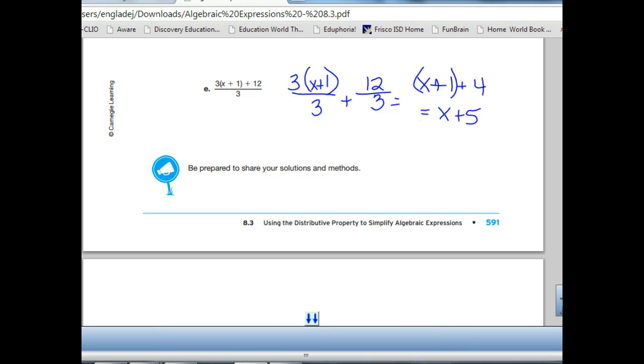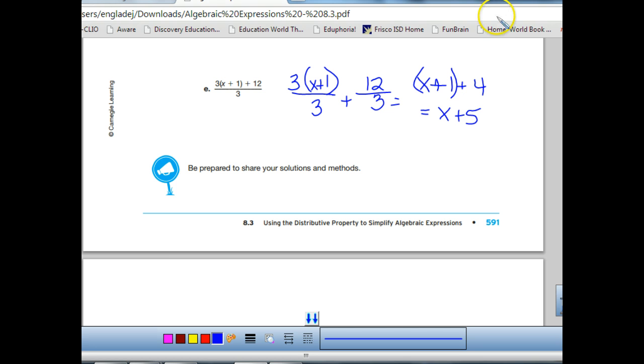part D, and for part E, I got, in simplest form, x plus 5, because I had an x plus 1 when I divided this by 3, and I had a plus 4, and combining like terms would give me x plus 5. So that is the end of lesson 8.3.